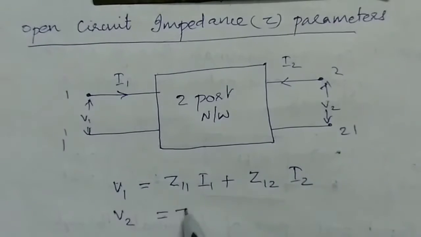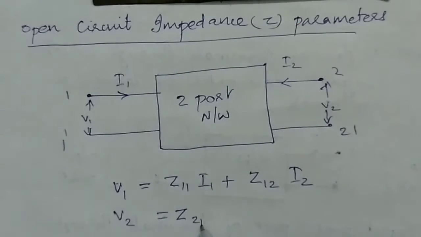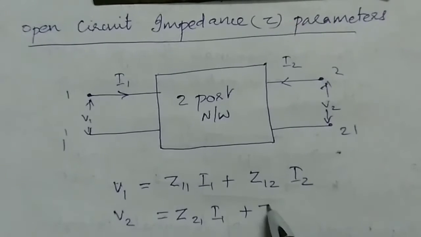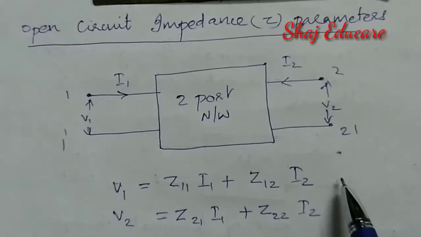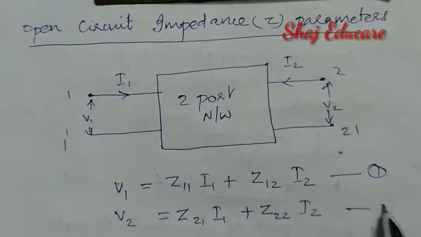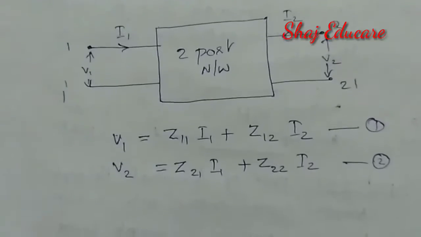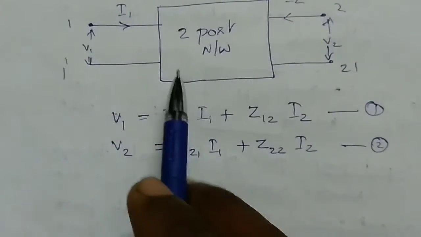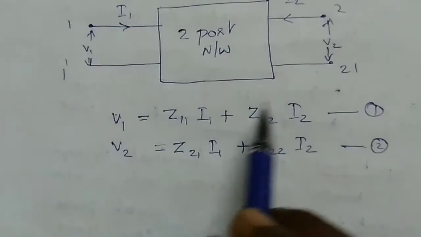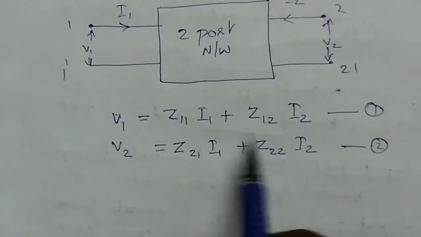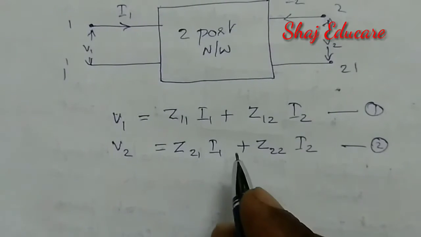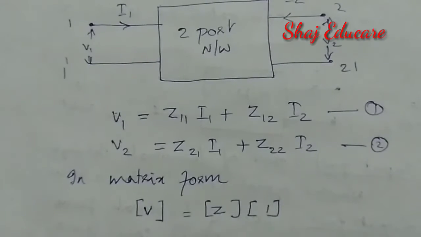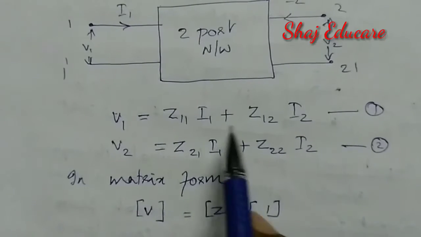V2 is equal to Z21 I1 plus Z22 I2. This is equation number 1, and the other one is equation number 2. Simply speaking, the open circuit impedance parameters are represented by these equations 1 and 2. We will have to remember these equations, and in matrix form let us write it as V is equal to Z into I.